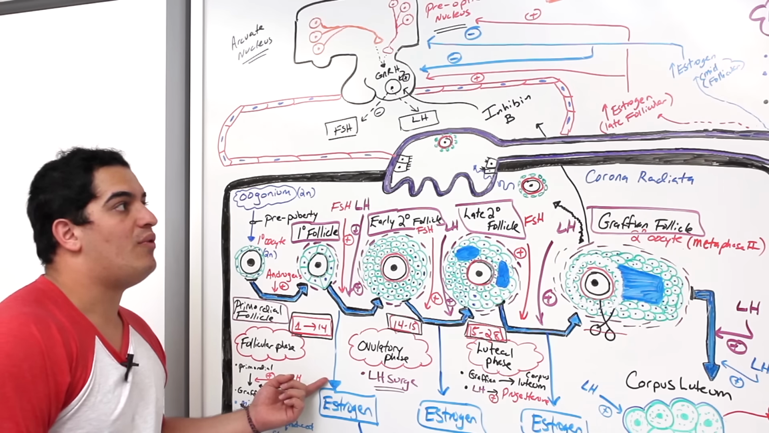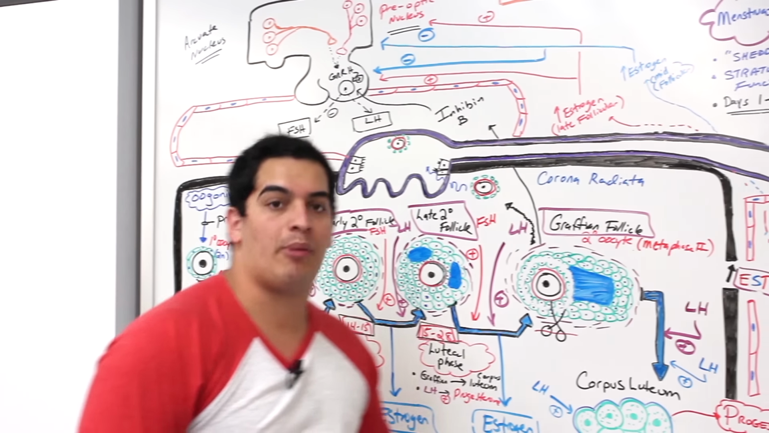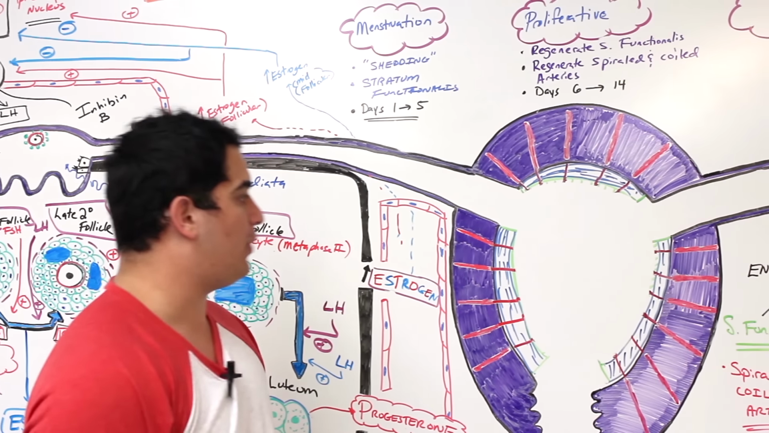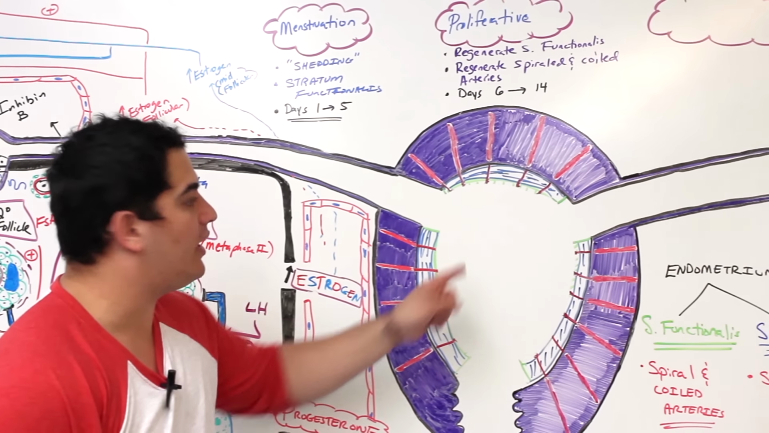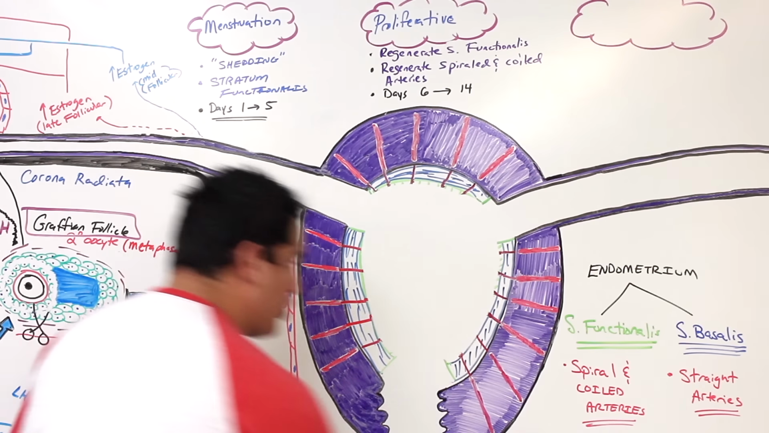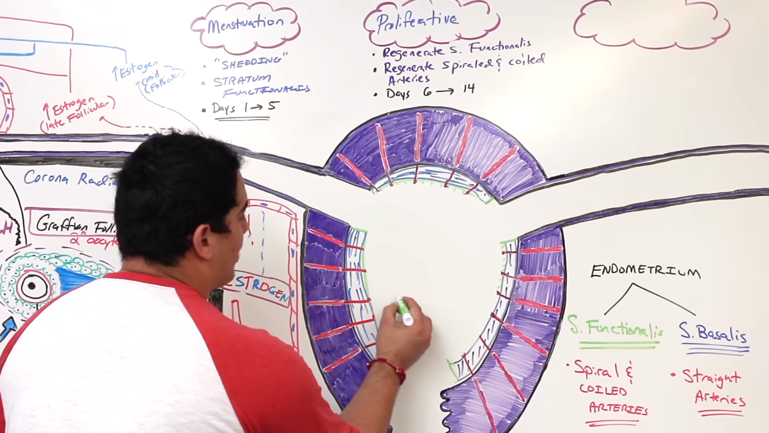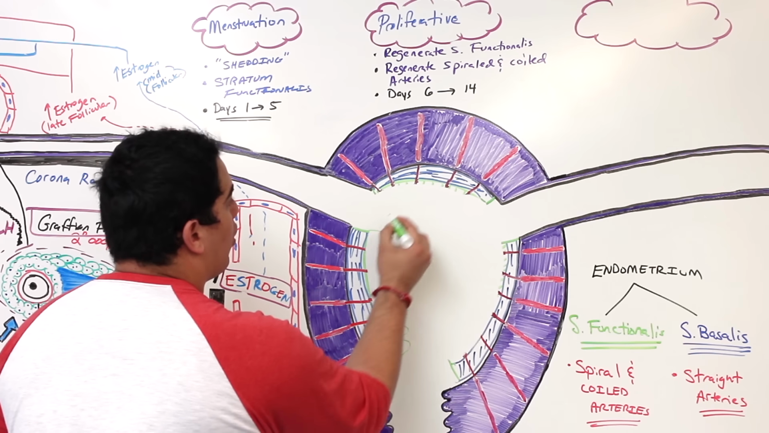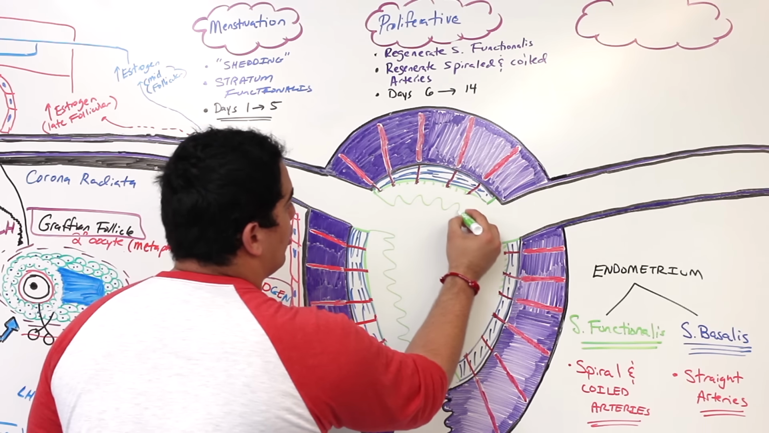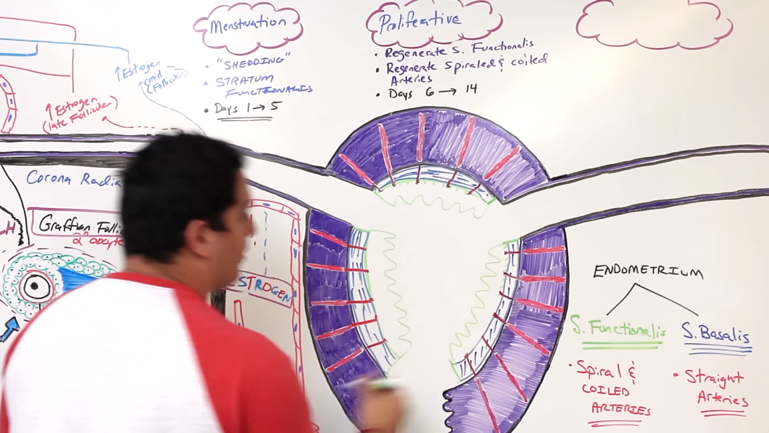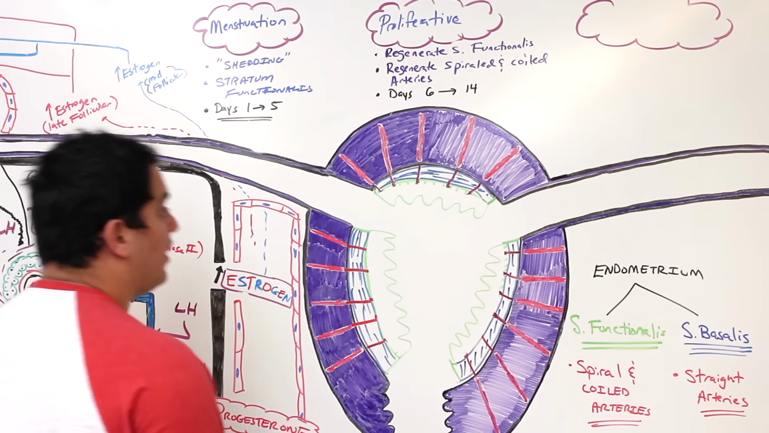What was the primary hormone being produced? Estrogen. So now let's see what this estrogen that we produced is actually doing in the uterus. Well, I already told you what it's doing. It's regenerating the stratum functionalis. So let's show that. What is it going to regenerate here? It's going to regenerate the stratum functionalis. That's why they call it the proliferative phase, because it's going to cause proliferation, right, of the endometrium. Specifically the stratum functionalis.